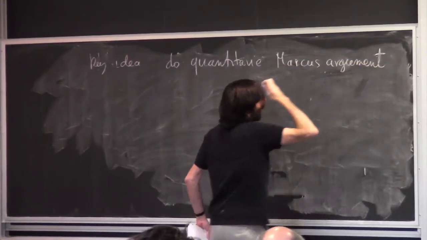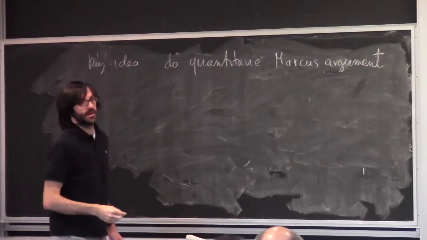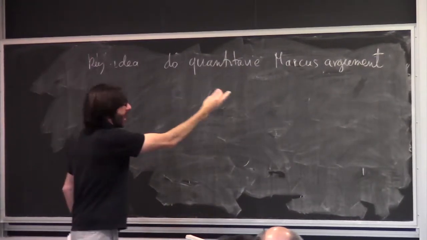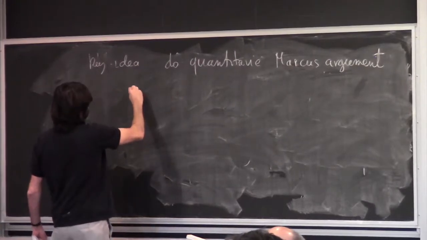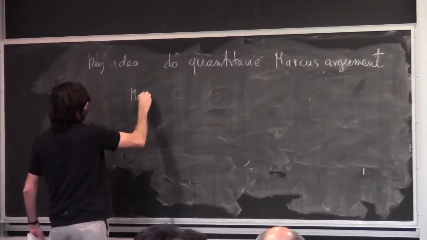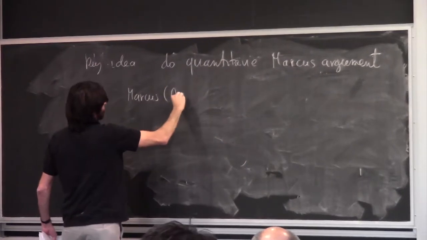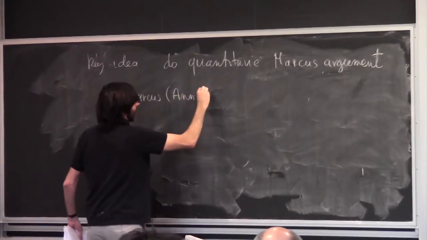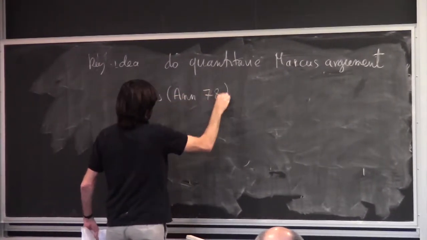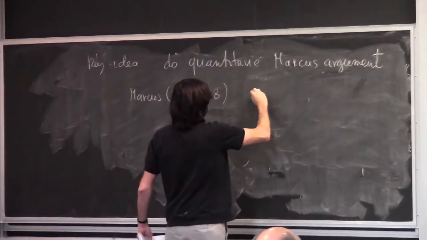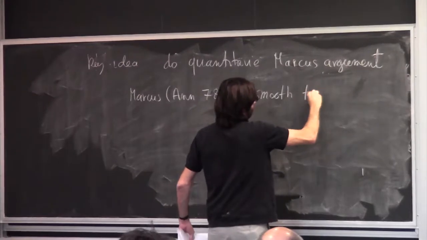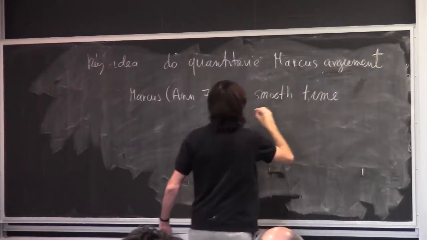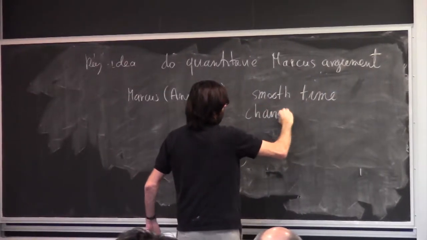So, well, I forgot to state, of course, what Marco's argument is for. I forgot to say that this is Marco's paper in the Annals, I think it's '78. It proves a result that essentially contains the following: smooth time changes are mixing.